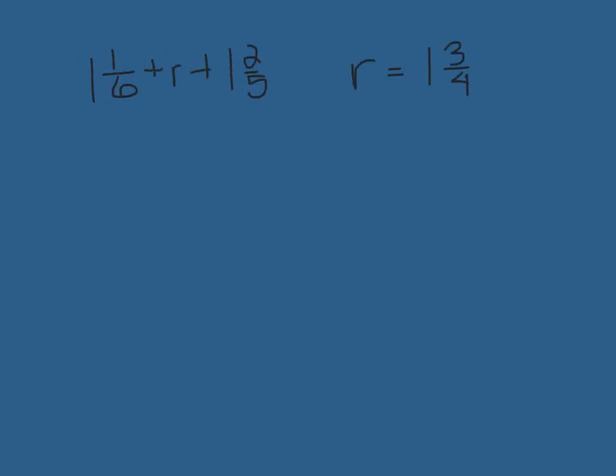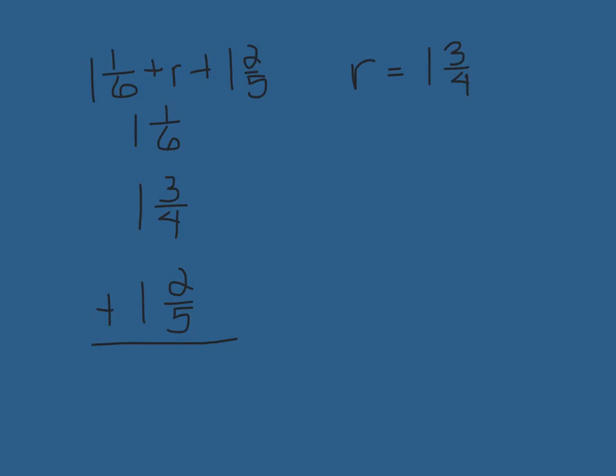Okay, let's try another one together. I have 1 1/6 plus r plus 1 2/5 when r equals 1 3/4. So I'm going to rewrite this vertically. 1 1/6 and then 1 3/4 because that's what they're telling me r is. And then 1 2/5. And I add those just like that.